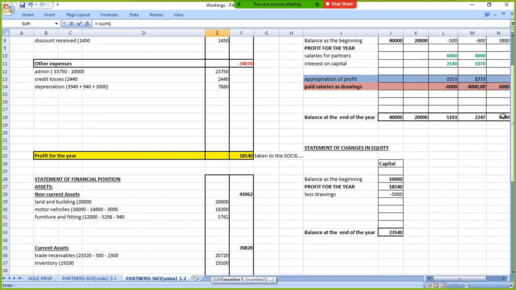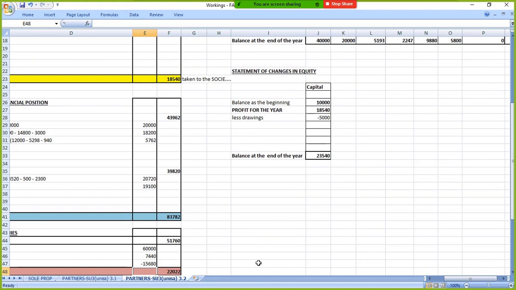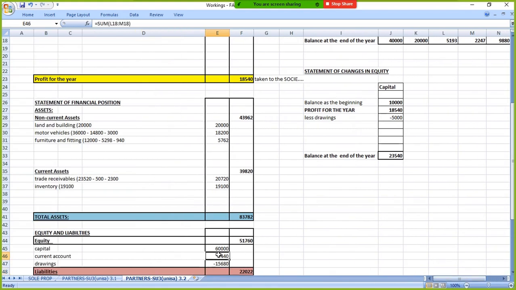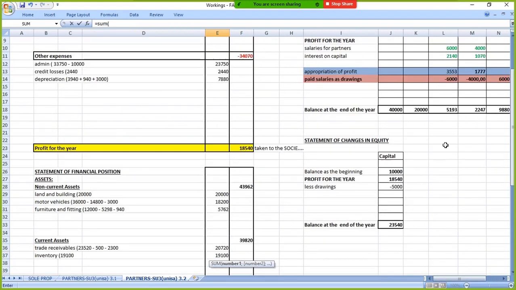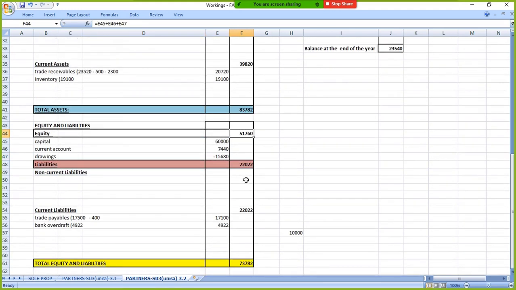Where's it here? There's the drawings. All right, the current account needs to change. Okay, and then we need to update. All right, so the equity is going to be the sum of those two amounts. And then I still get, is it still 10 out? Looks like it. It does look like it's out.